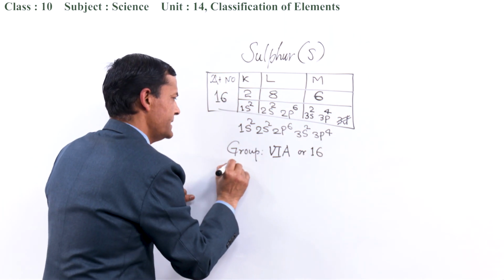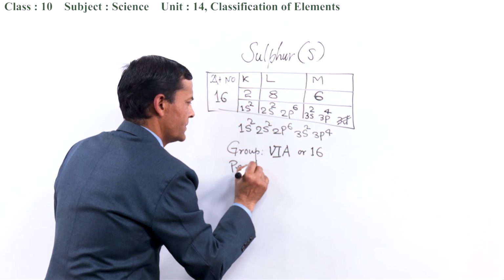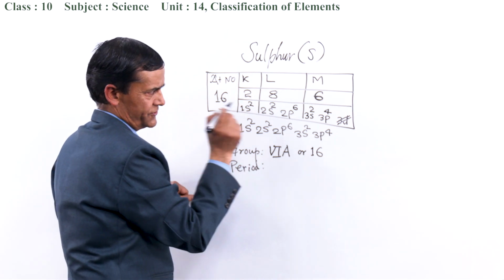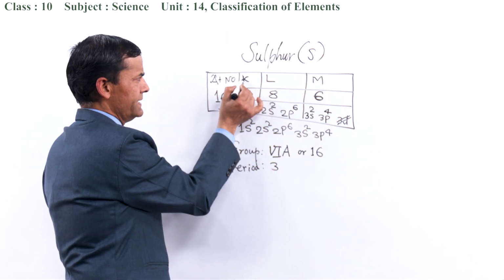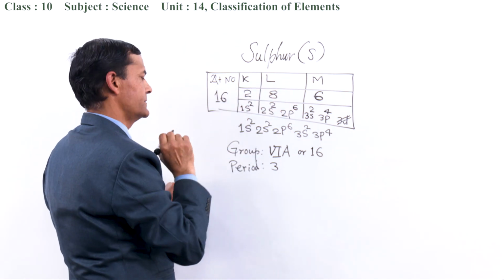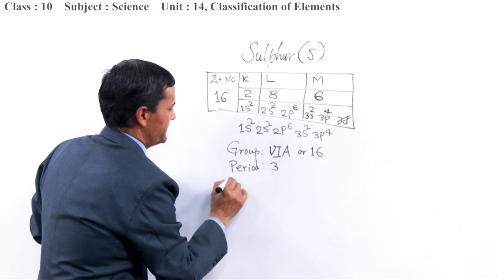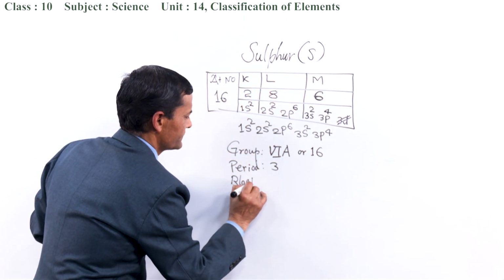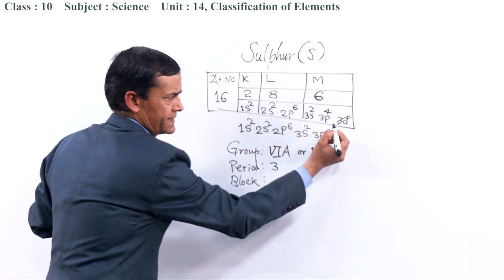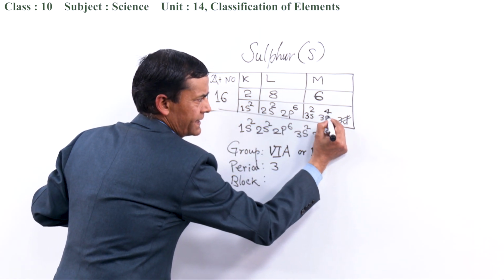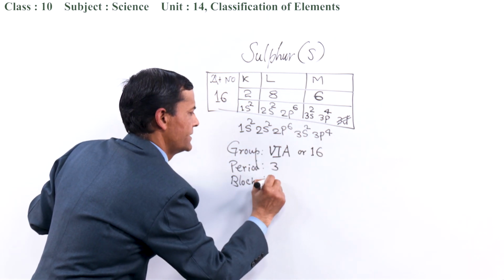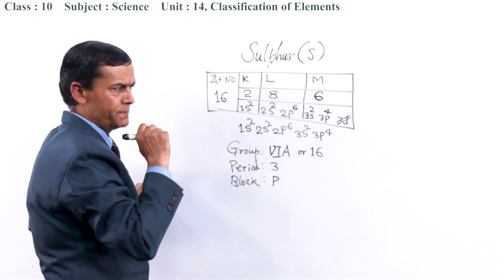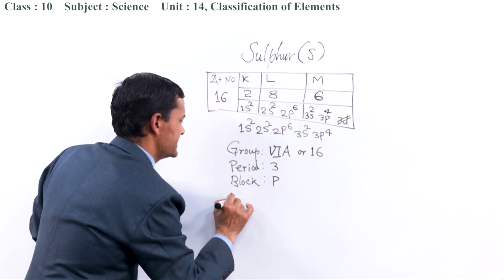Then what is its period? Sure, yes, period 3, because how many cells are there? K, L, M, 3 cells are there, so period 3. And what is its block? Yes, the last subcell, the valence subcell gives the block, that is p block, which we practiced in the previous class. And what is its valency?